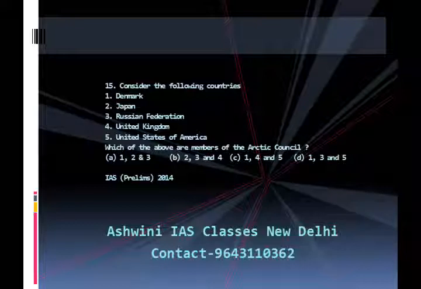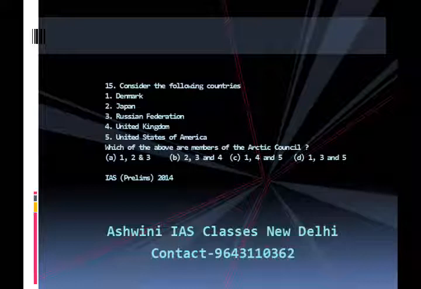This has appeared in IAS Prelims 2014. This will be also displayed on our video. The answer is D, that is 1, 3 and 5. That is, first is Denmark, third is Russian Federation, and fifth is the United States of America.